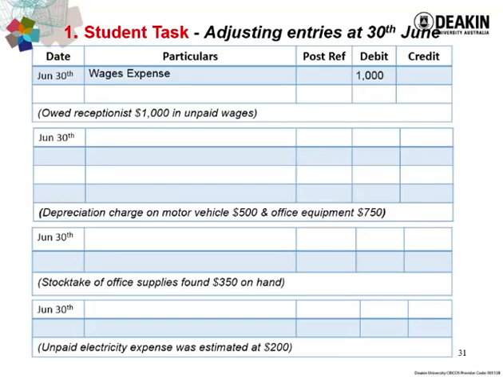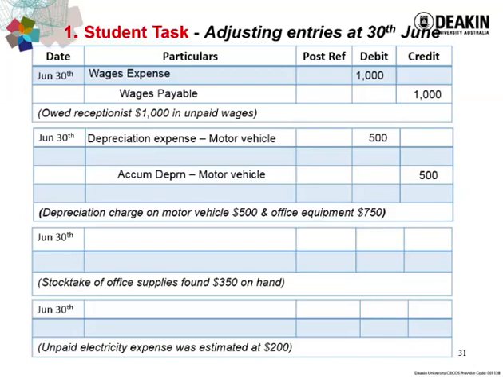So we debit wages expense, credit wages payable, $1,000. Second, depreciation charge on motor vehicle is $500 and depreciation charge on office equipment is $750. So we debit depreciation expense for motor vehicle, credit accumulated depreciation for motor vehicle, $500. We will also debit depreciation expense for office equipment and credit accumulated depreciation for office equipment $750.